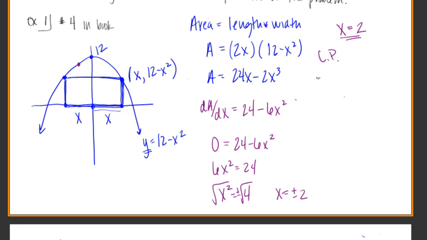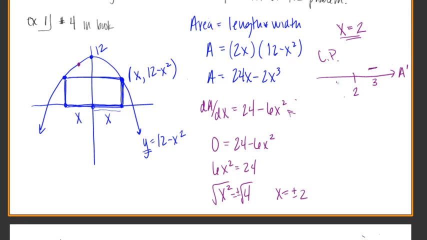To test whether that one was a true max or min, remember we're going to put this on a sign chart and test it with our derivative, A prime. For a number to the right of 2, we can say maybe 3, and we're going to plug it into our derivative. So 24 minus 6 times 3 squared, which is 9. 9 times 6, and 24 minus that is definitely negative.